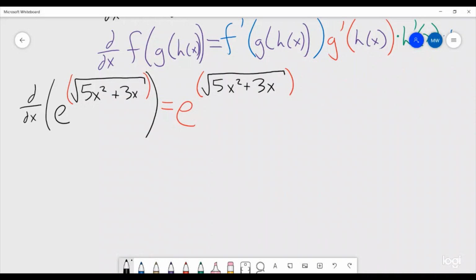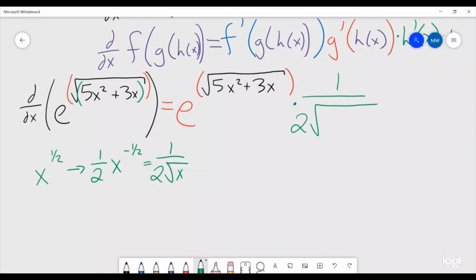Okay, so what's our next function? Well, it's the square root of 5x squared plus 3x. So that means the next thing we're going to do is need to take the derivative of the square root. So x to the 1/2, that goes to a 1/2 x to the negative 1/2, or 1/2 over the square root of x. So this is what's going to go right here. So this is going to be multiplied by 1/2 times the square root of whatever was on the inside, which in this case was 5x squared plus 3x.